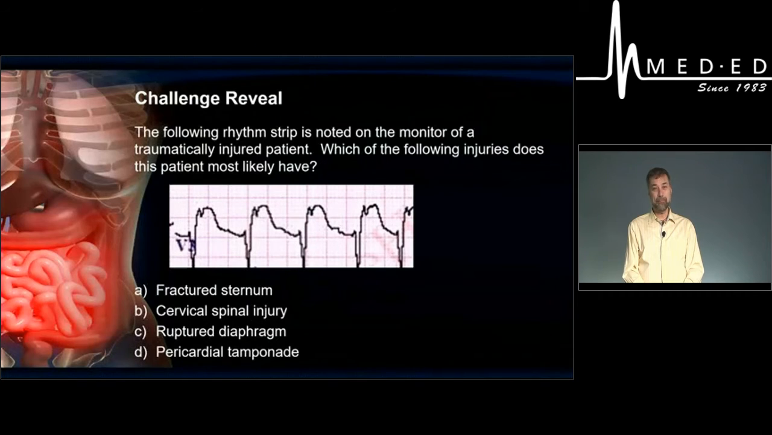So that brings us back to the challenge question that I started this module with. Remember that? The following rhythm strip is noted on the monitor of a traumatically injured patient. Which of the following injuries does this patient most likely have? Now remember, your choices were fractured sternum, cervical spinal injury, ruptured diaphragm, and pericardial tamponade.